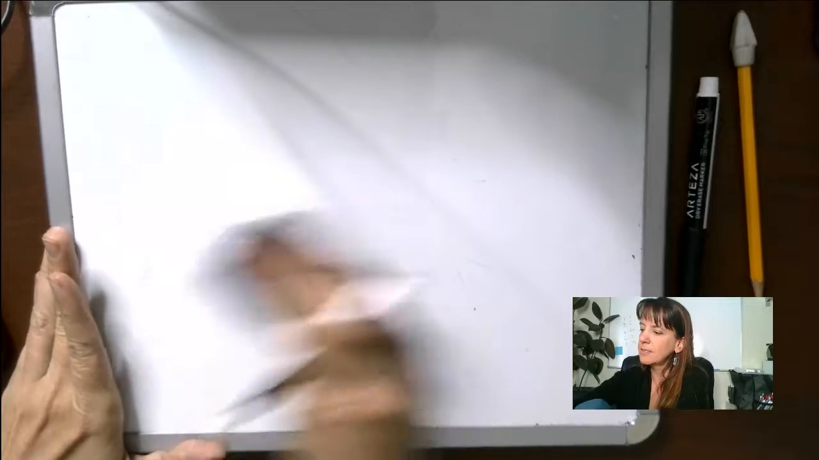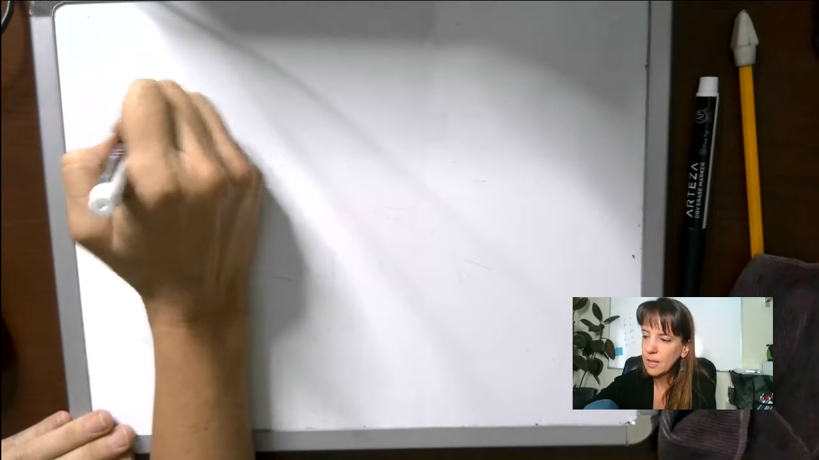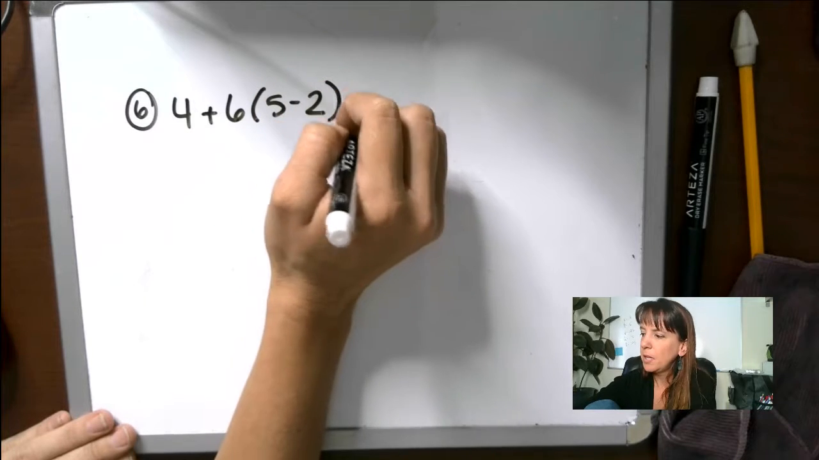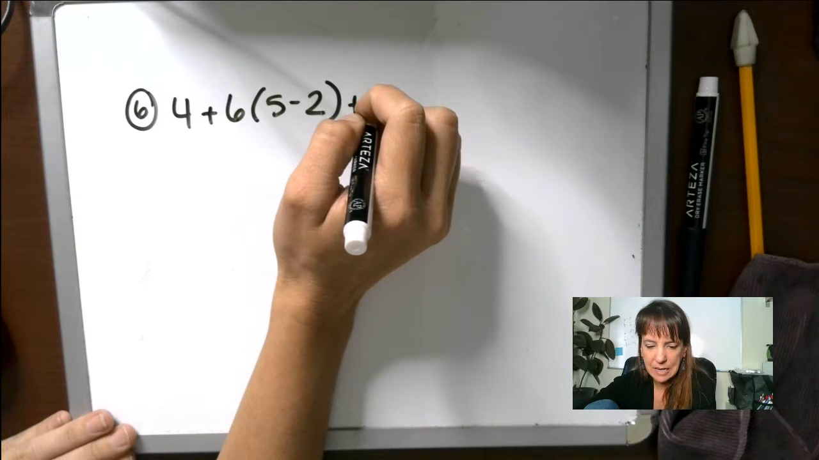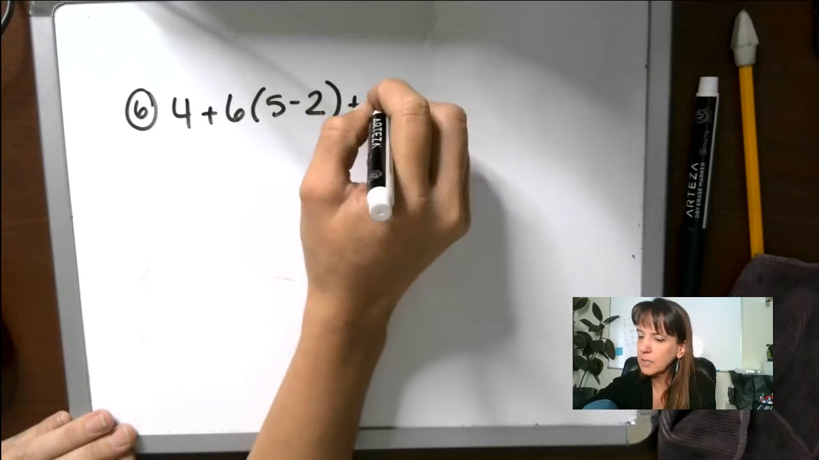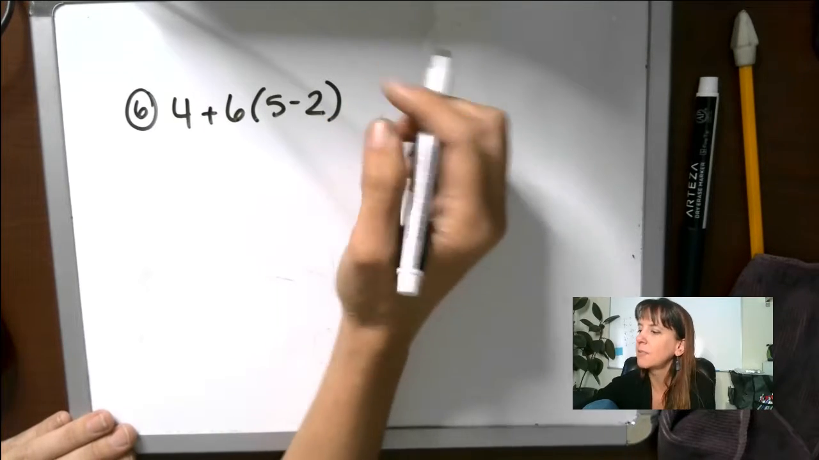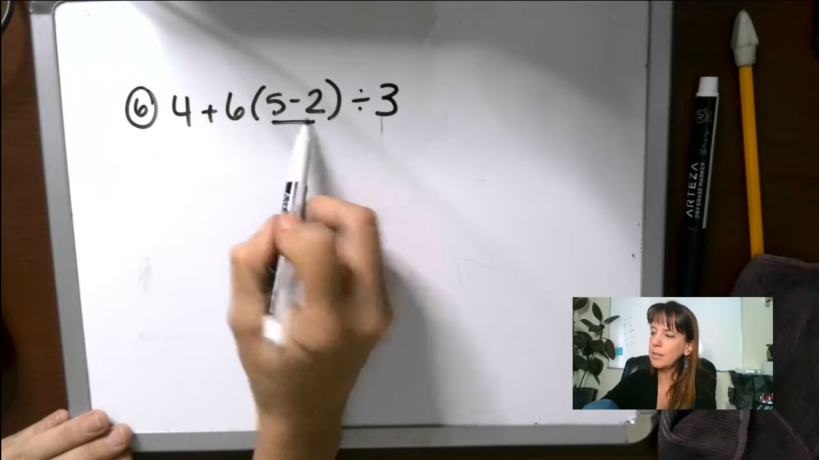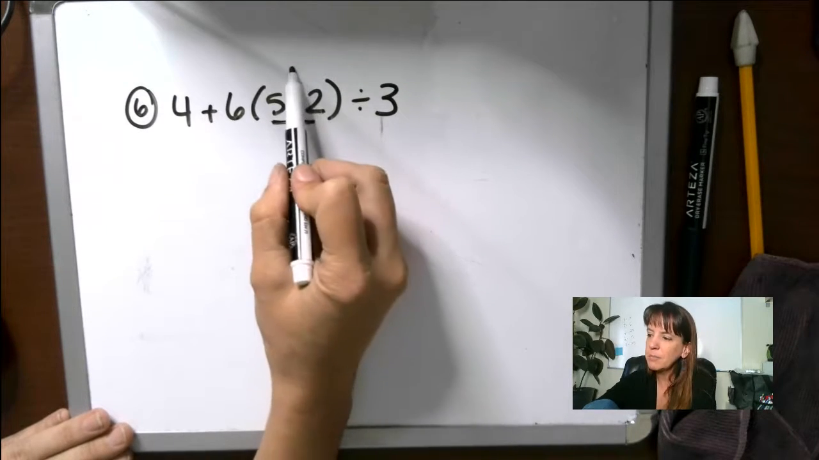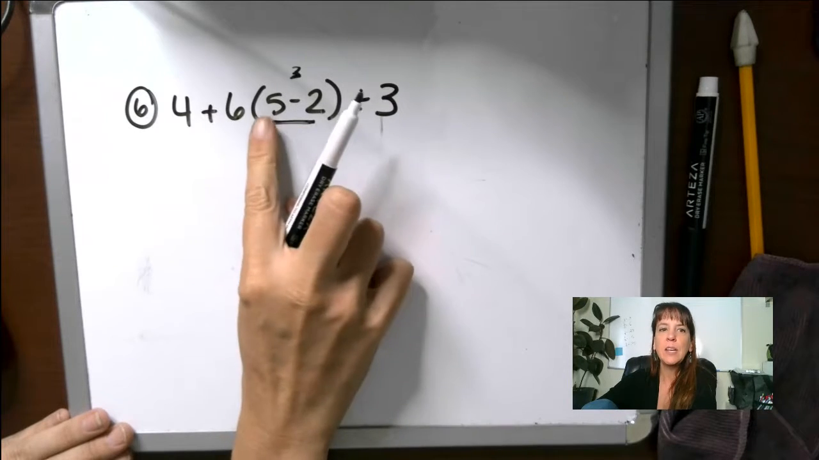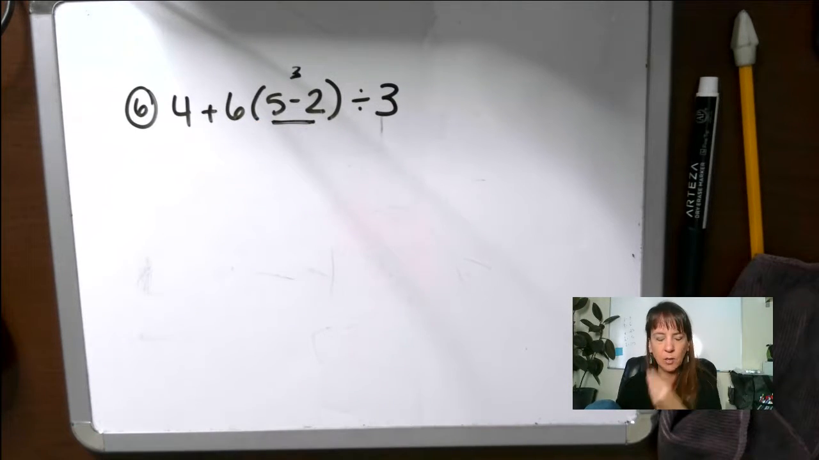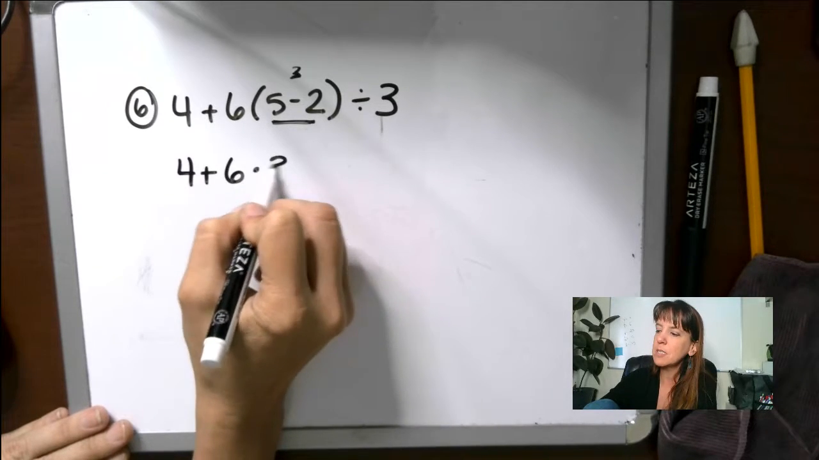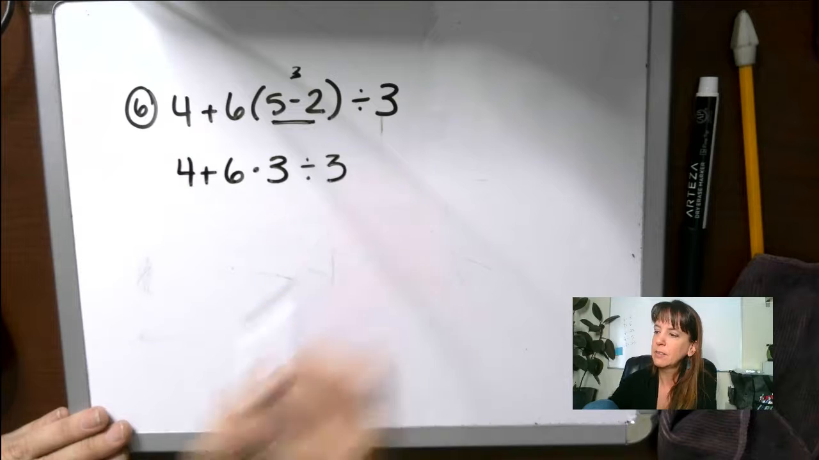All right, let's see about this. 6. 4 plus 6 times 5 minus 2, plus, maybe divided by, I can't tell. We'll say plus 3. No, I think that's divided by 3. All right, we want to do that parenthesis first. So right here, that's going to be 3, right? I'm going to make a little notation up here, 3. Now, the operation that's coming in between here, we're lazy. We don't like to write it. So it's probably multiplication. So 4 plus 6 times 3 divided by 3.